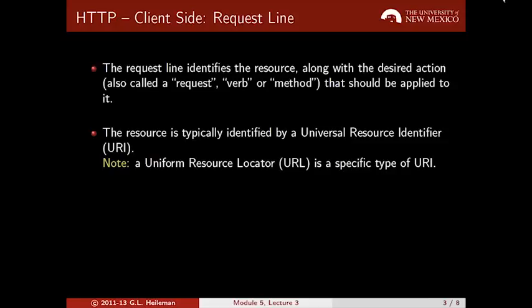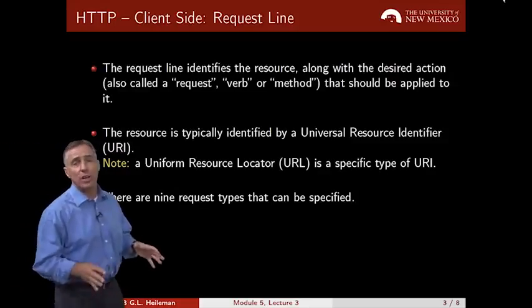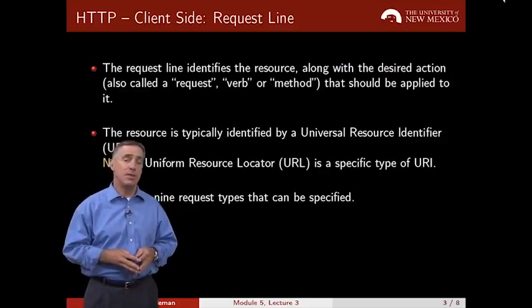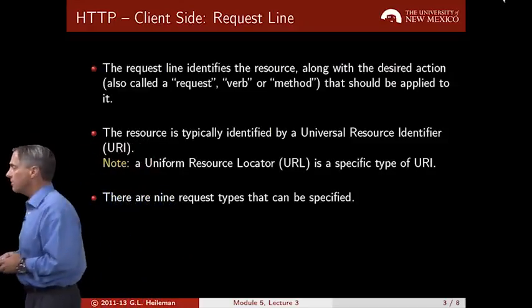So www.unm.edu is a URL. Now there are 9 different types of requests that you can make in HTTP 1.1. Let's take a look at each of them.